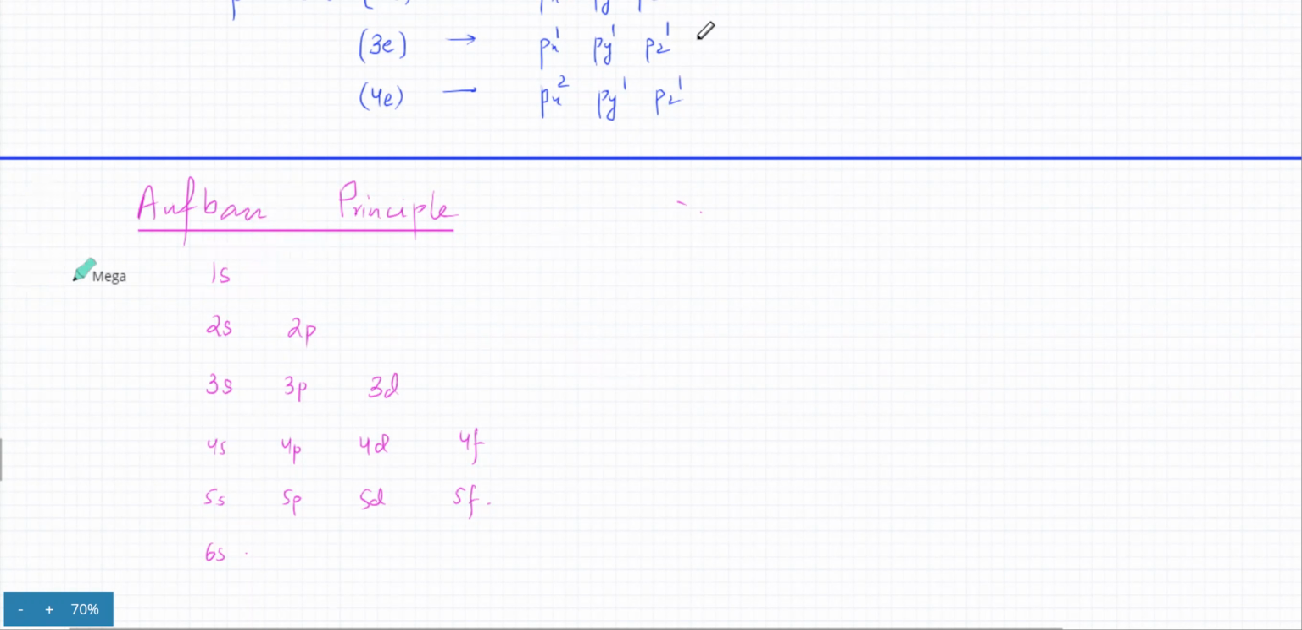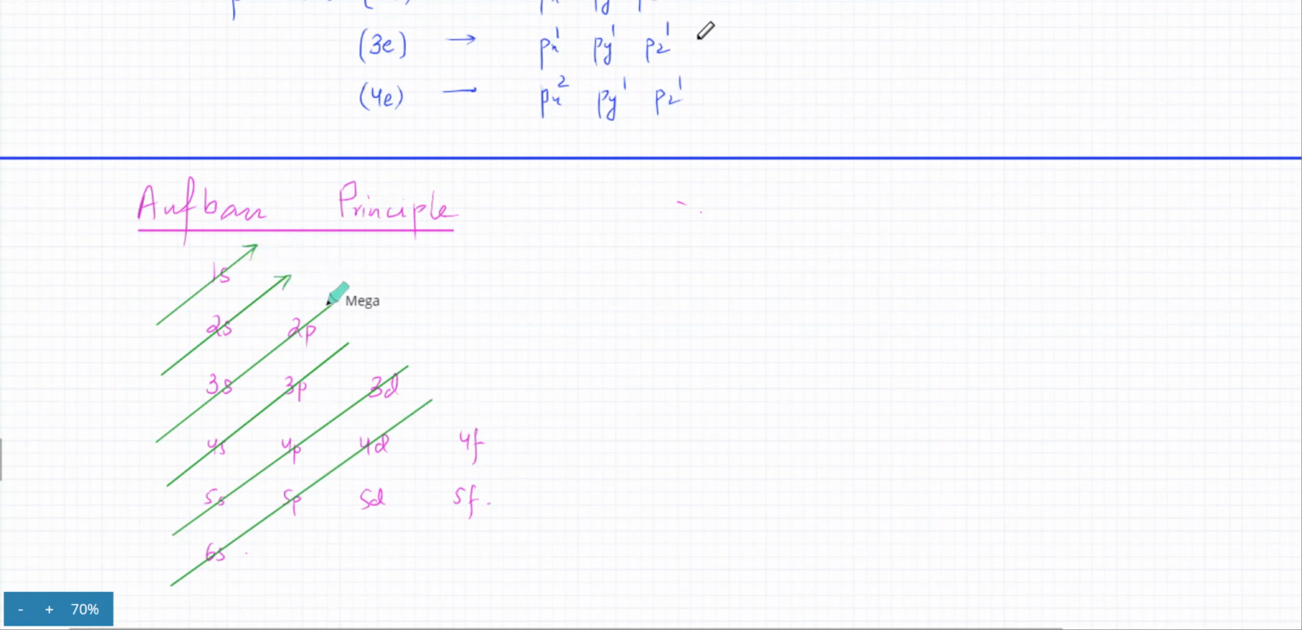So how do you figure out the order in which these subshells are going to be filled? Okay, remember these are subshells. So you're going to draw these diagonal arrows and you're going to fill these diagonal arrows starting from top to bottom. And every time it's going to be exactly the same.